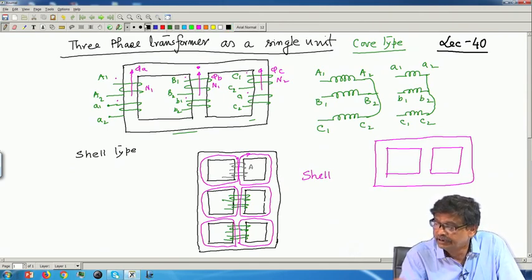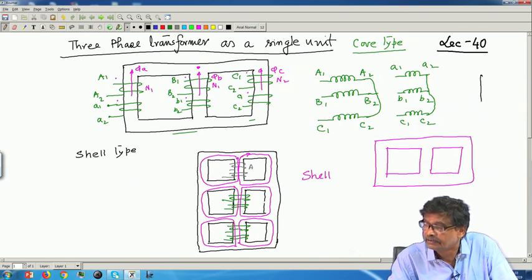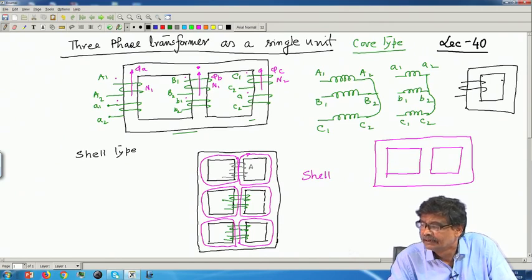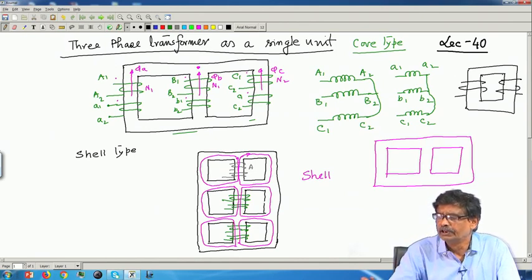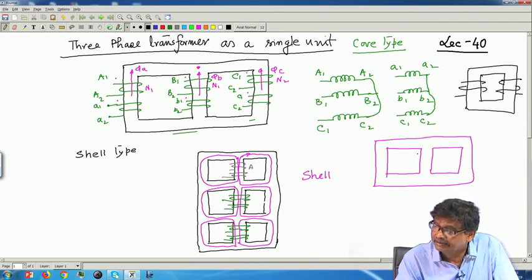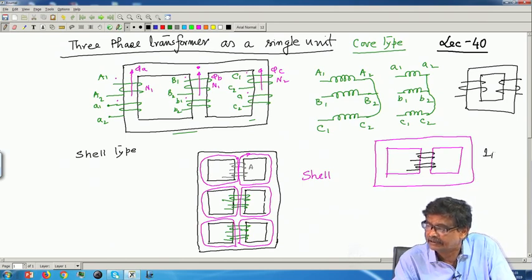In contrast with the core type, single phase was what? It was like this. Here is primary winding, there is secondary winding, and they may be put in the same limbs, distributed on both the limbs, primary, secondary, but effectively it is like that. Here the primary and secondary will be put here. Just get the idea, that is all. So, this is single phase shell type.